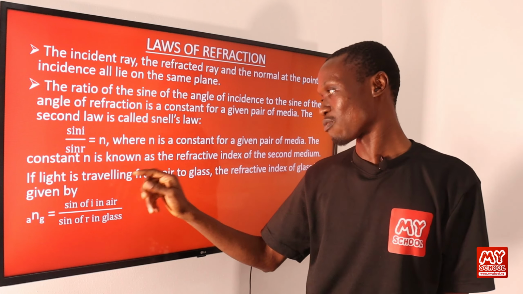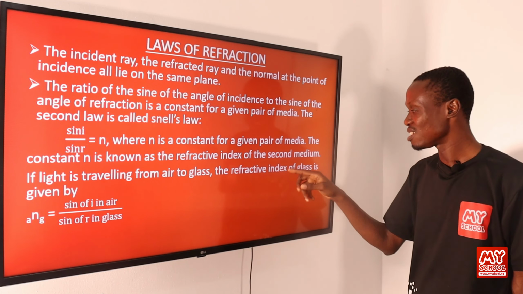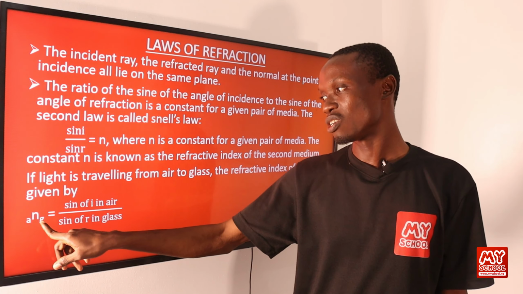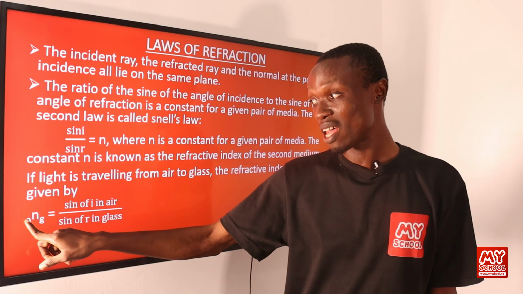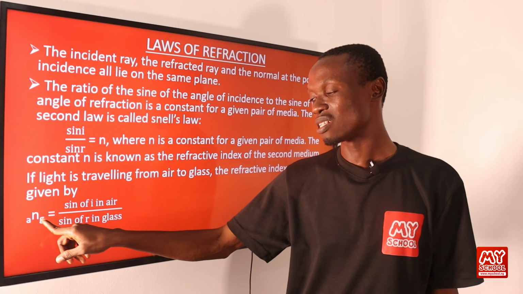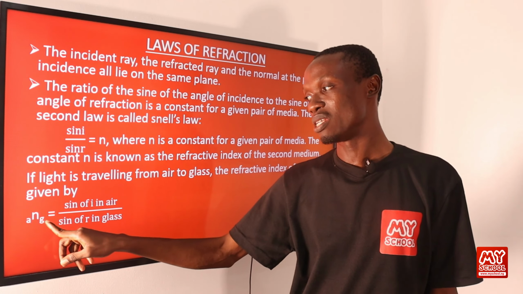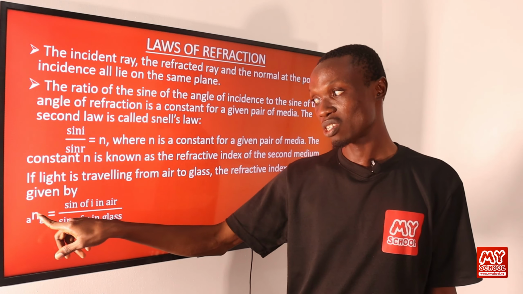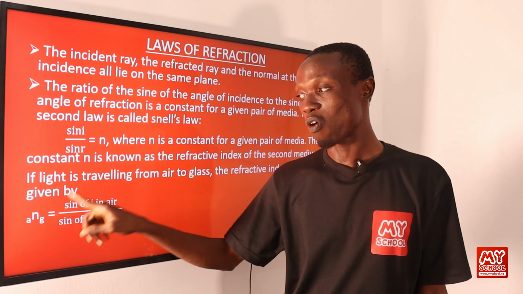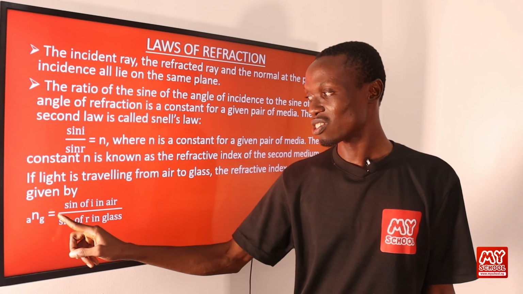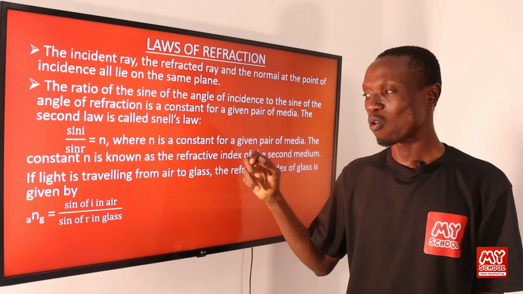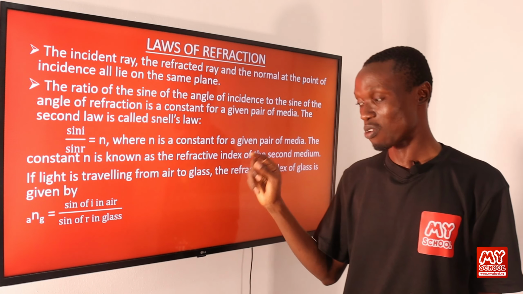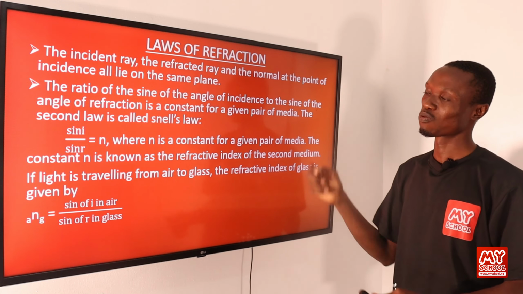Now, if light is traveling from air to glass, the refractive index of glass is given by a_n_g. Here, a_n_g simply means that the light ray is traveling from air to glass, and this represents the refractive index of the second medium. So the second medium here is the glass. So this is actually the refractive index of glass. Mathematically, this is equal to the sine of the angle of incidence in air over the sine of the angle of refraction in glass. So let's move to the next slide.